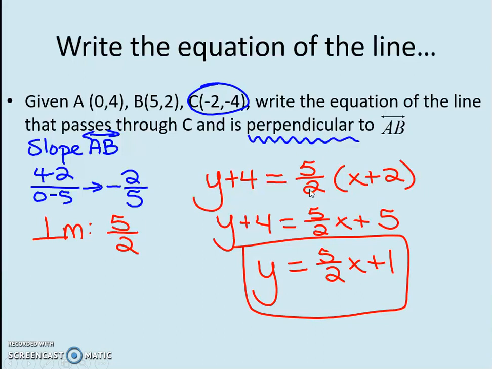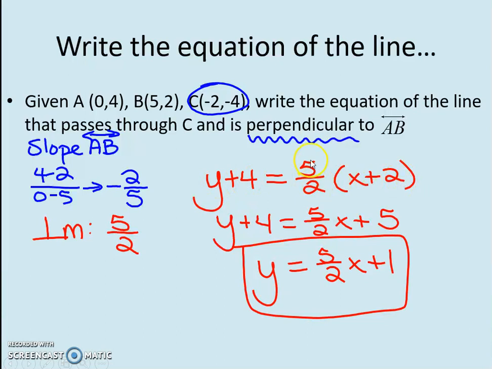And then that's going to go through C, which is (-2, 4). When you have a point and a slope, you put it into point slope form. So y plus 4... 5 over 2, x plus 2. They're both negative, so minus negative becomes plus 2, and minus negative 4 becomes plus 4.